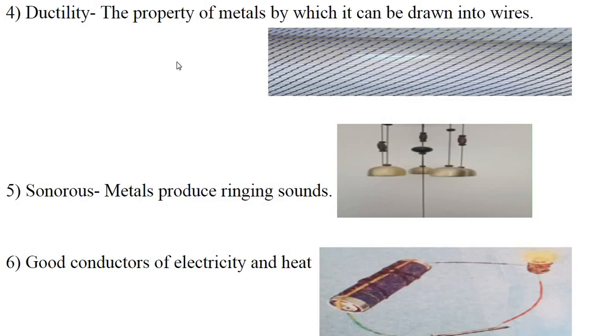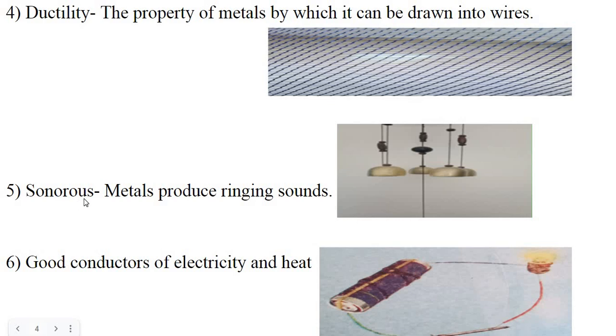Fourth property is ductility. Ductility means the property of metals by which they can be drawn into wires. You can make the metal into thin wires. This property is called ductility, whereas non-metals do not have this capacity.